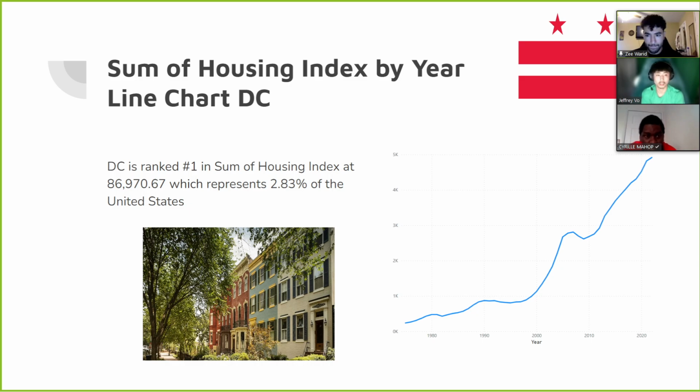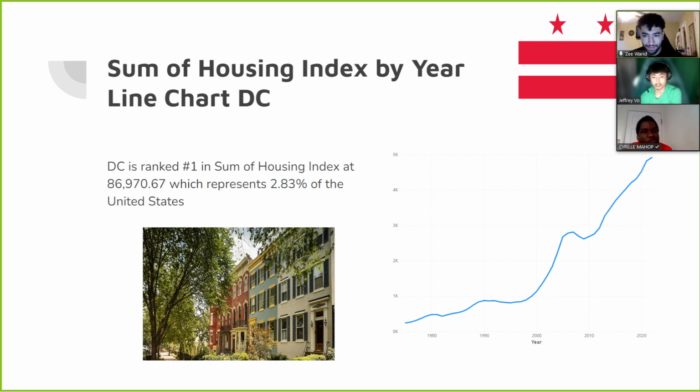So here we have the sum of housing index by year in the form of a line chart. We went with the DMV area to do our research. The first area we did was DC. DC, according to the chart, is ranked number one in sum of housing index at 86,970.67, which represents 2.83% of the United States.